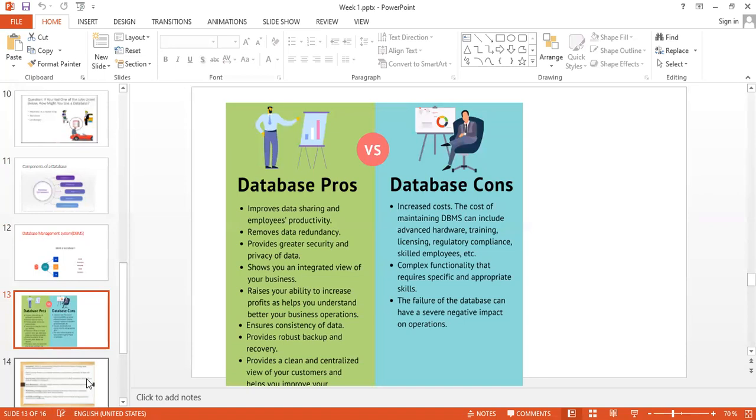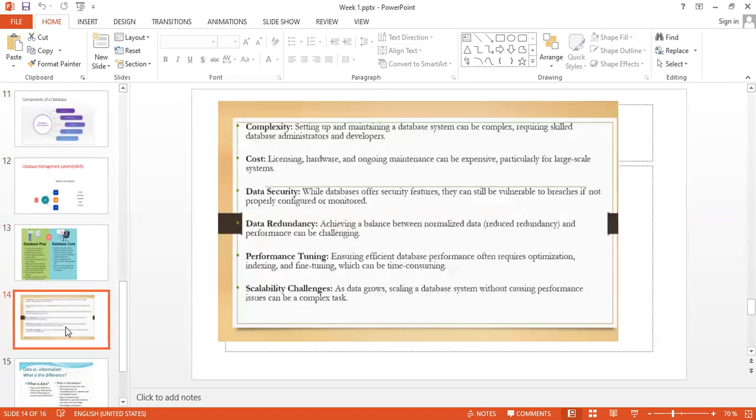Having looked at advantages, databases also have disadvantages, and some of them are increased cost. You find the cost of maintaining the database, the advanced hardware, the training, the licensing, regulatory compliance, and also the skilled employees. There is also complexity, and the failure of a database can have severe and negative effects. These are some of the limitations of the database.